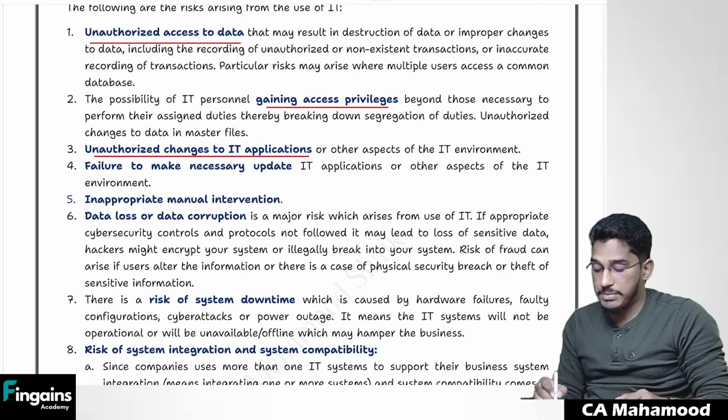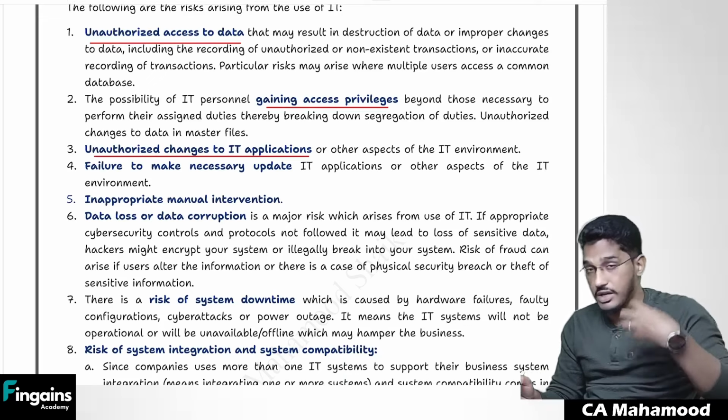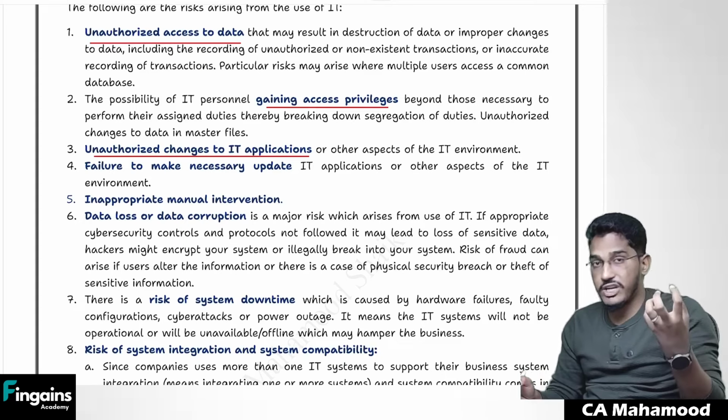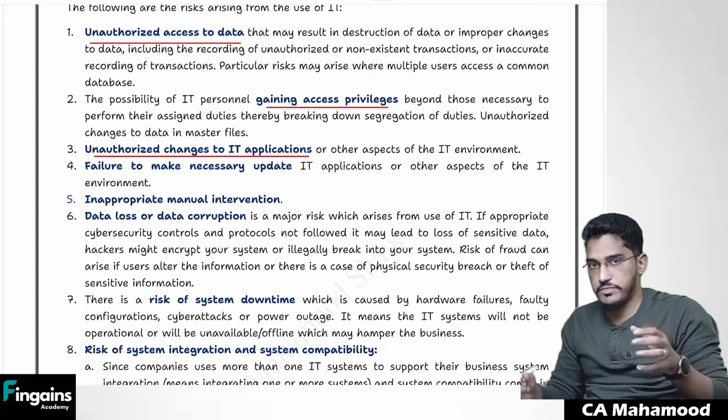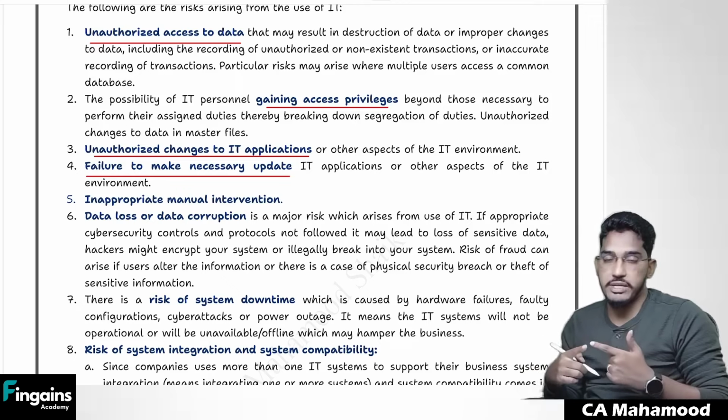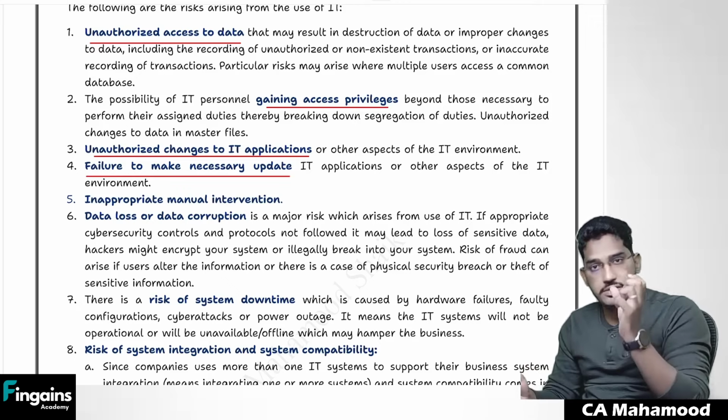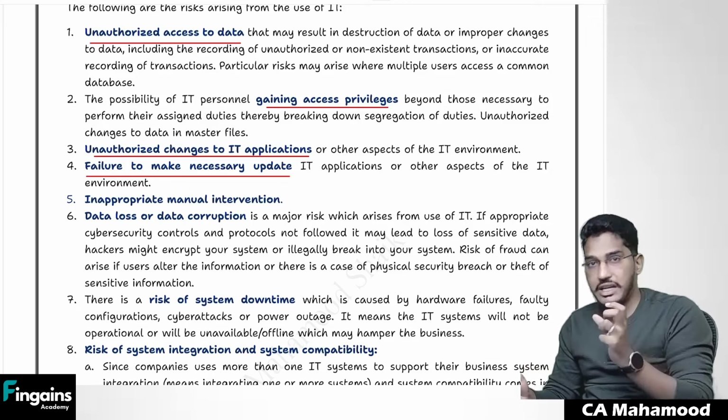Unauthorized changes to IT applications. Some people will go to the source code and make changes to it. So, unauthorized changes to the applications. Failure to make necessary updates. IT systems require continuous updating. If you don't update the system in a timely manner, that also poses a new kind of risk for the organization. So, failure to make necessary updates.